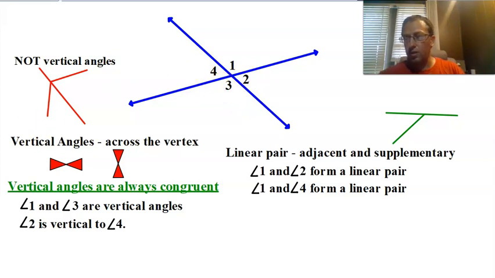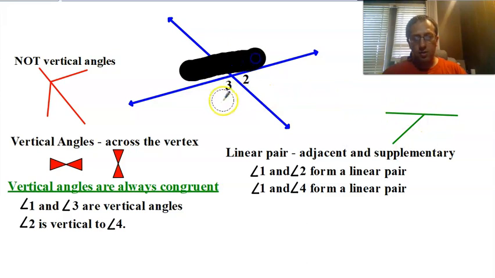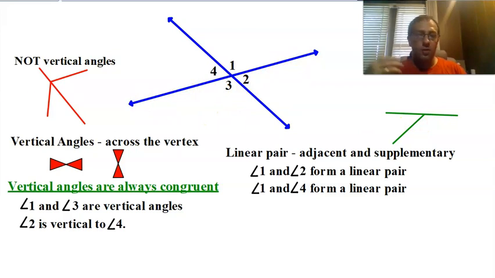Let me see, I can do a little bit of it. So here we see 3 and 4, it's got that linear pair. It looks like this over here, right? 2 and 3, again, looks kind of like that. We've got that one line that it forms, okay? So that's a linear pair.